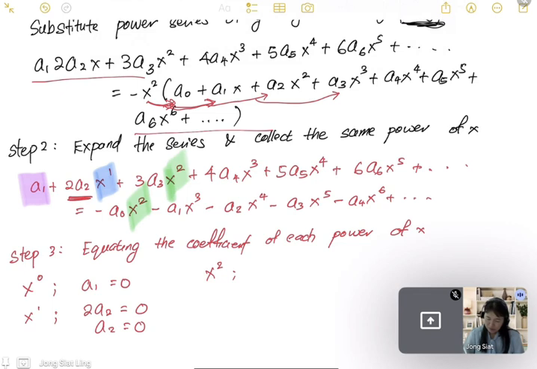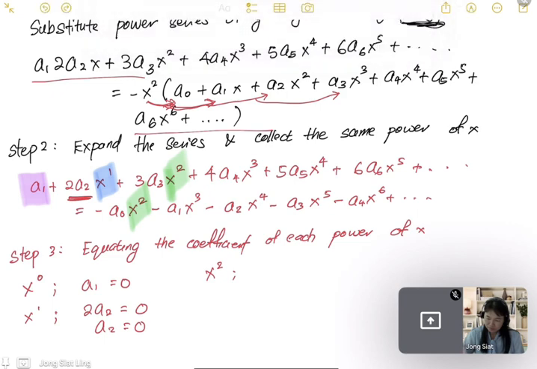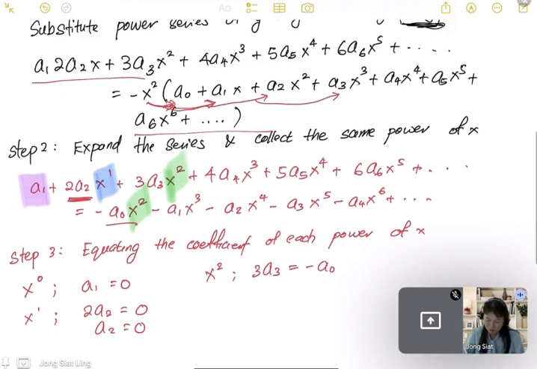Left hand side I have 3a3, and right hand side I have negative a0. So a3 equal to negative a0 divided by 3. That is my a3.